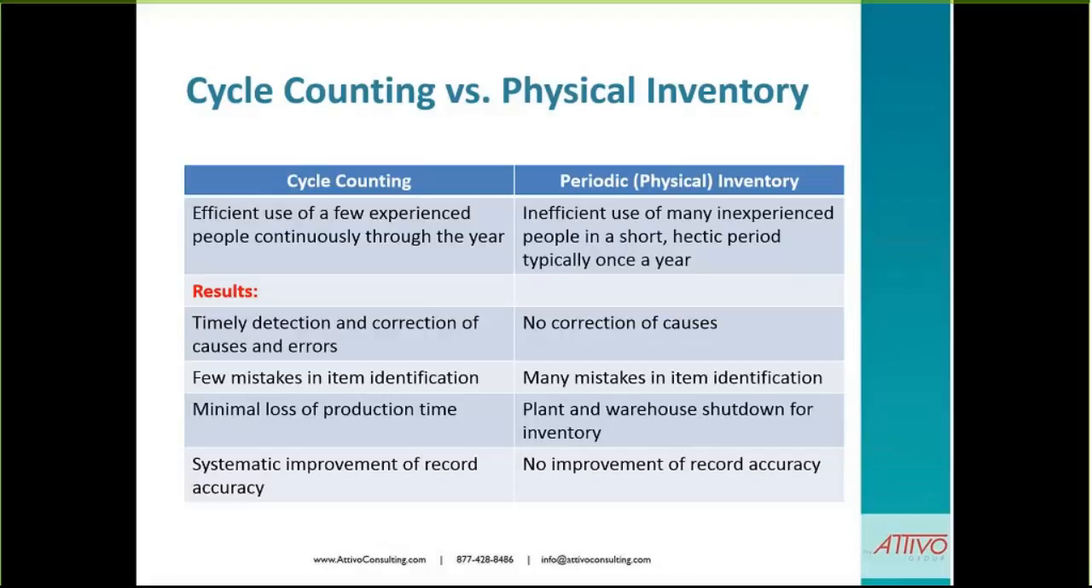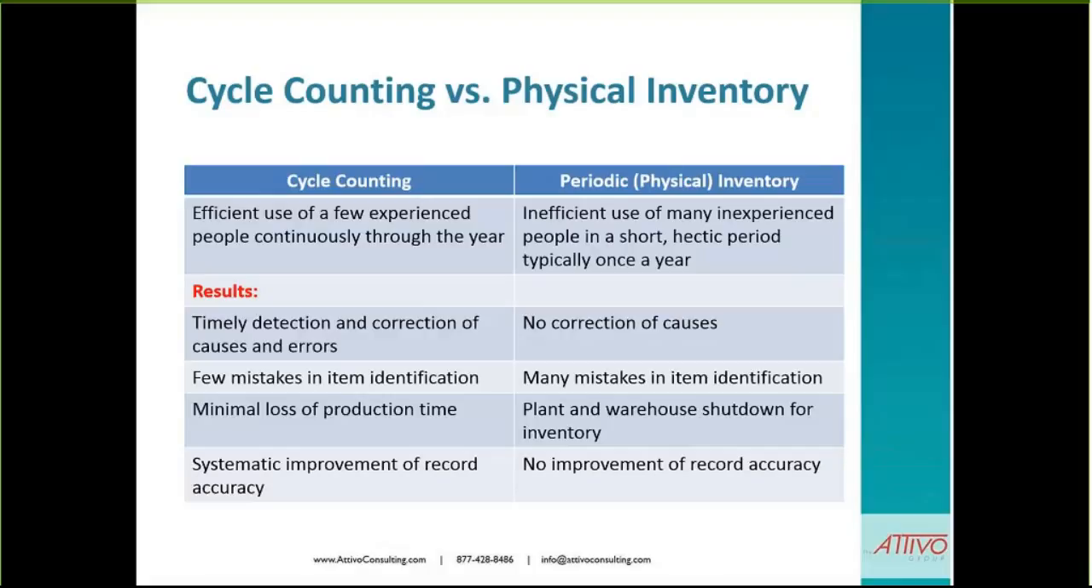So the key here is that we have a few experienced people who are doing the count and being able to get it correct and accurate, and then for the physical inventory we have a lot of people who probably shouldn't even be down there working on a physical count. Plus you're taking away from what they normally do.